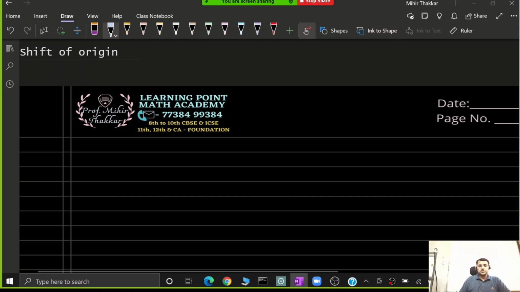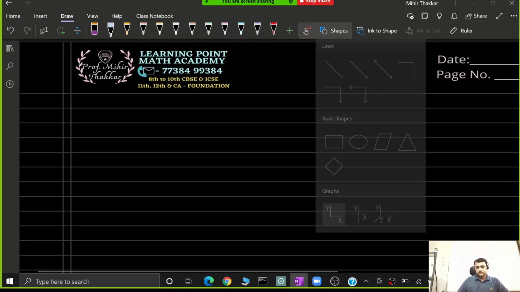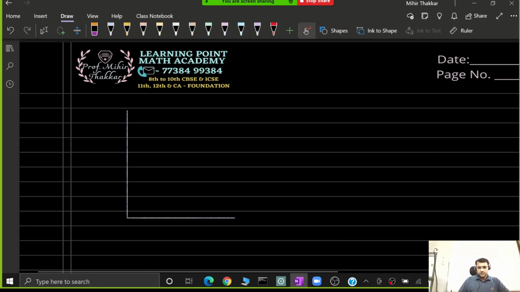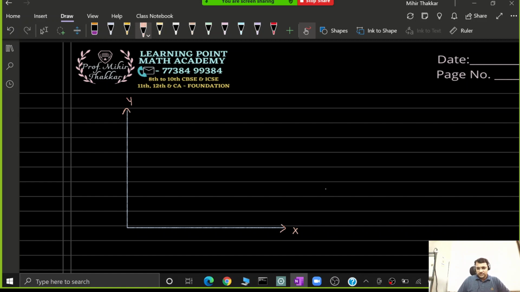So now in shift of origin, what we have to learn over here is we have to see the coordinates of the point. What is the effect on the coordinate of a point when the origin is shifted from one place to another place? Let me consider an example for this. Suppose this is my x axis, y axis, and there is a general point, let me consider P(x, y).